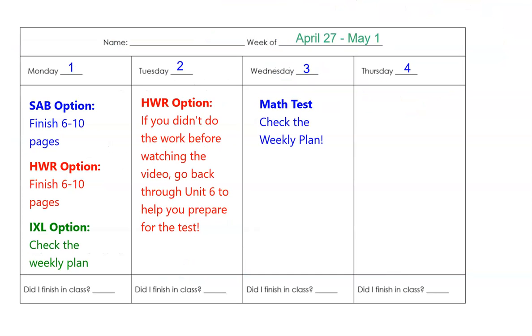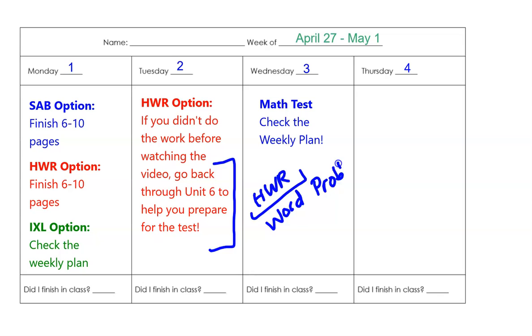So I'm going to go ahead and zoom over here because I want to show you your plan. If you did not do this assignment with me today, like I asked, when I asked you to pause and do them on your own, then you need to do a little bit more practice. It basically says, if you didn't do the work before watching the video, go back through Unit 6 to help you prepare. Maybe go back and finish any homework and remembering pages you didn't do. Maybe rework any word problems that you didn't get right the first time. But basically, what's going to come next is that you have a math test that I attached to your weekly plan that you need to do.